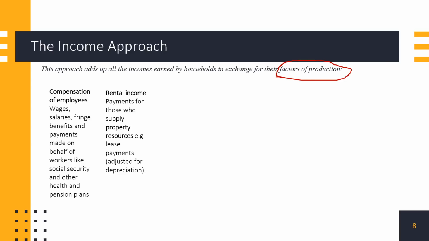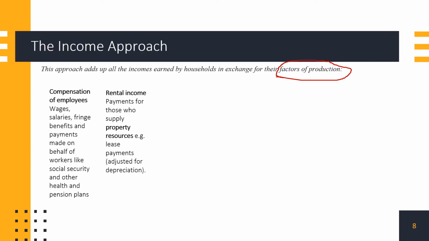Second, we have land. Remember land? For land, there will be payments made to those who supply their land or other property resources, for instance, lease payments, which are adjusted for depreciation, of course. In other words, you can call it net rent or rental.